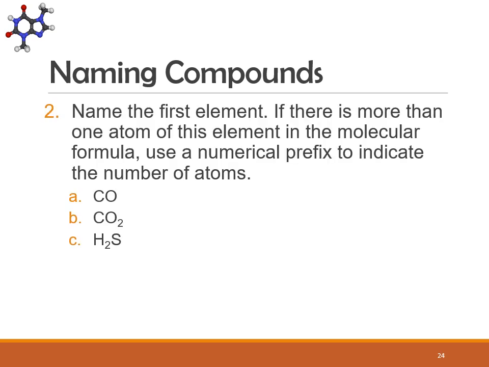The next step is to name the first element. So, for letter A, the first element is carbon. For letter B, the first element is carbon. For letter C, the first element is hydrogen. Since there are 2 hydrogen atoms, we add the prefix di. So we have dihydrogen.